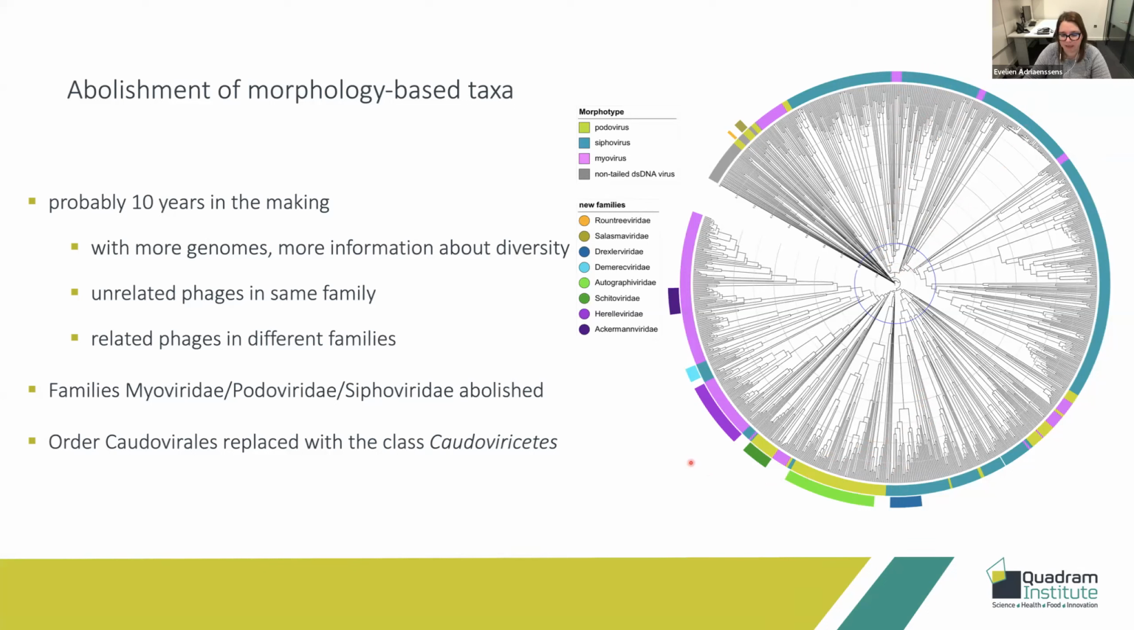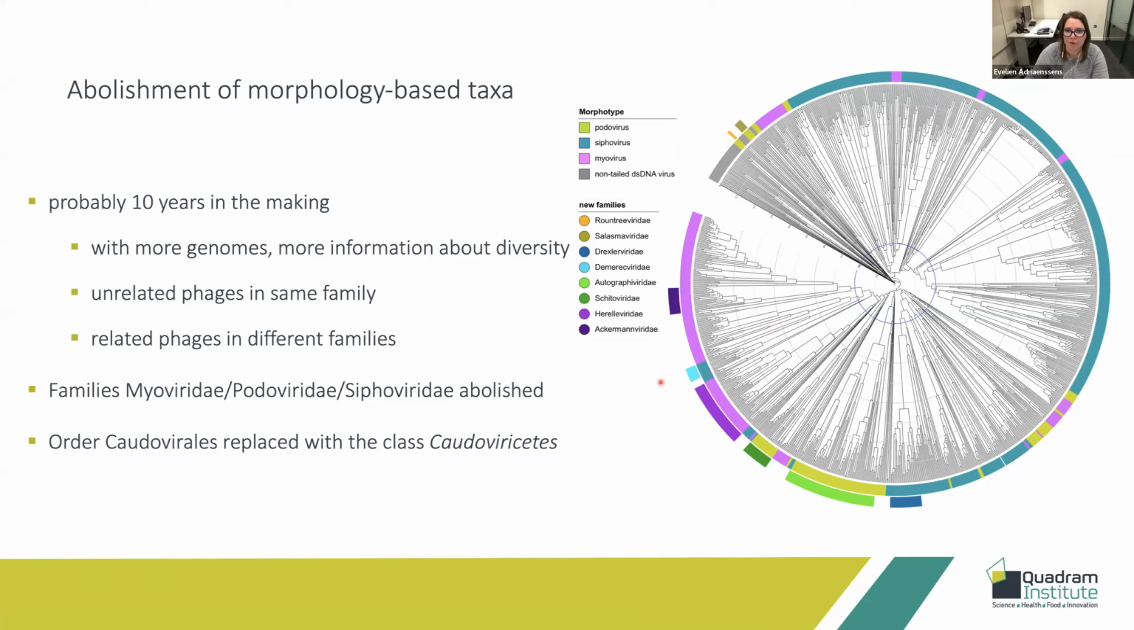For example, the most commonly used example is P22-like phages and lambda-like phages, which have different morphology but are clearly related. So what we have now done is we've abolished these families, Myoviridae, Podoviridae, Siphoviridae. They no longer exist. And so that we can really use the genomic information to generate new families. So this artificial morphology-based description is now gone, and you shouldn't use it anymore.